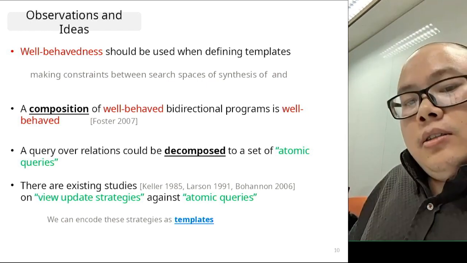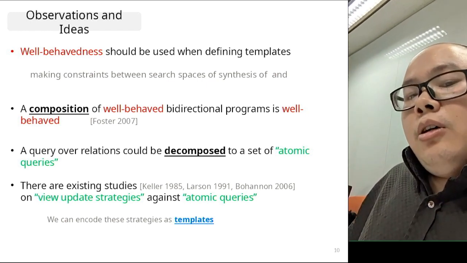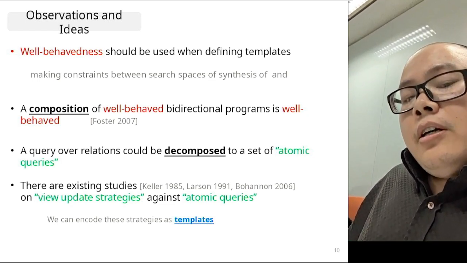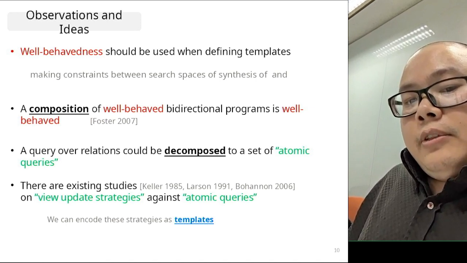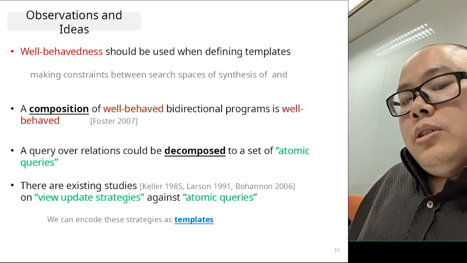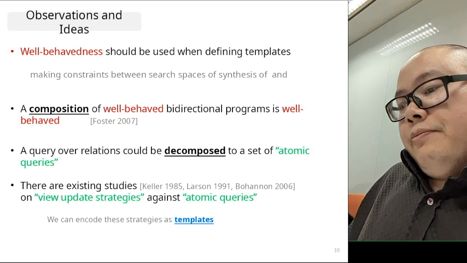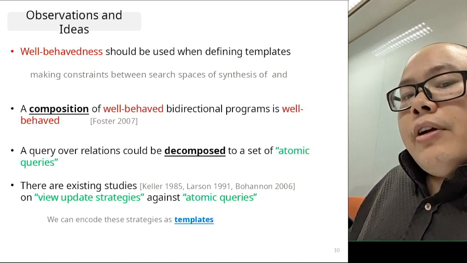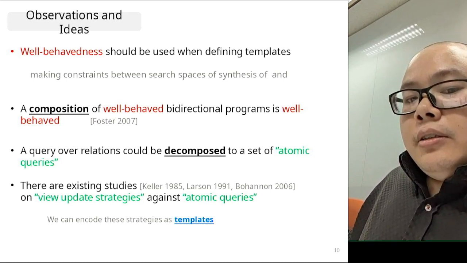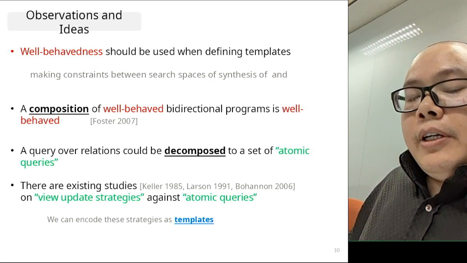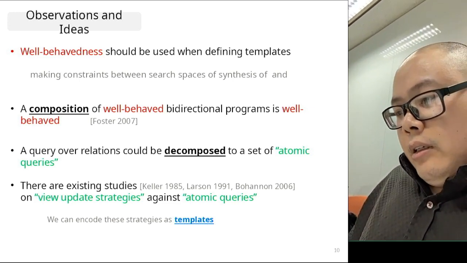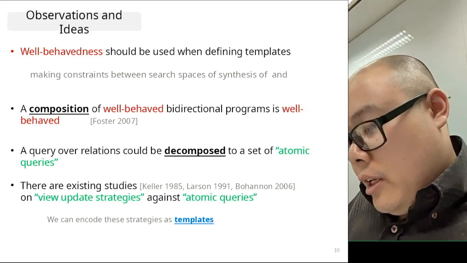This means if we have many smaller bidirectional programs that are already well-behaved and compose them together, we have a bigger program that is also well-behaved. On relations, we know the forward program is actually a query, and as a standard, we can decompose a query into a set of atomic queries. And in the database community, we know there are existing studies on view update strategies for each atomic query. With this strategy, we encode it as the template. The well-behavedness property for the bidirectional program will be embedded in the templates, and using this kind of template is maybe good for synthesis of well-behaved bidirectional programs.